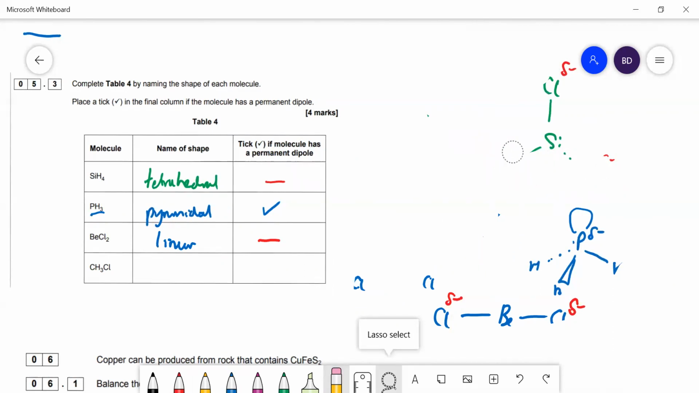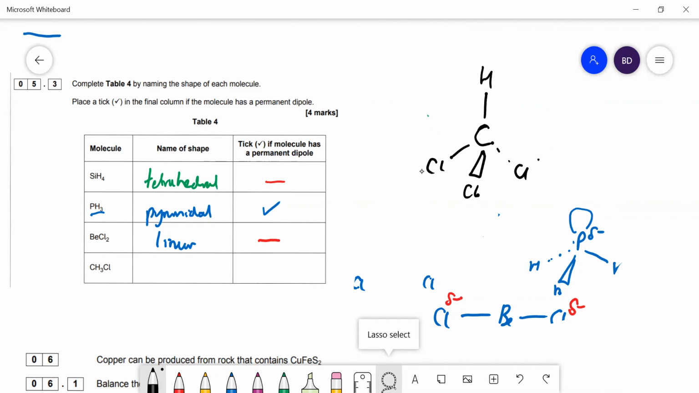Okay, so what we're going to have for the trichloromethane then is a carbon. So carbon always forms 4 bonds, has no lone pairs. So we're going to have 3 chlorines, a tetrahedral shape, but 1 hydrogen. Now these chlorines are all very electronegative, and so that means this molecule will have a permanent dipole. So it is tetrahedral, and it does have a permanent dipole.